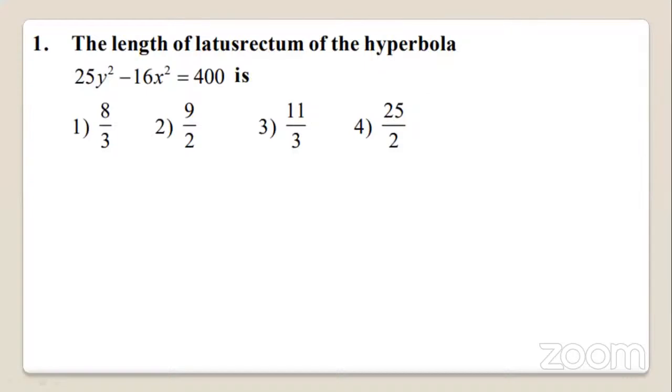Read this question. The length of latus rectum of the hyperbola 25y square minus 16x square equals 400 is? With your own understanding, you can solve this question first. Without knowing what is a hyperbola and what is its form or shape, you can solve it. Try your answer.